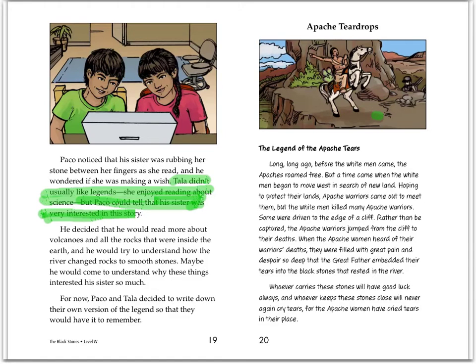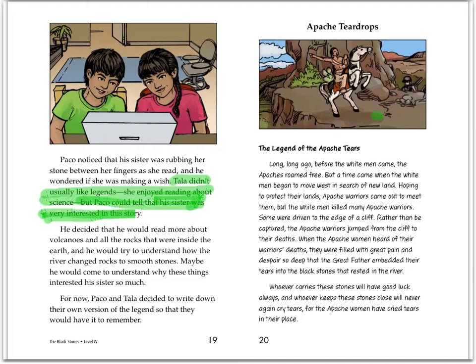Lydia? I highlighted "Tala didn't usually like legends, but she enjoyed reading about science, but Paco could tell that since Storm was very interested in the story." And what can you infer from that? Maybe that they'll finally find something that they're both interested in, because if Tala's reading it, she might now be more interested in the legends. So they can get along better to go find out more things about legends.